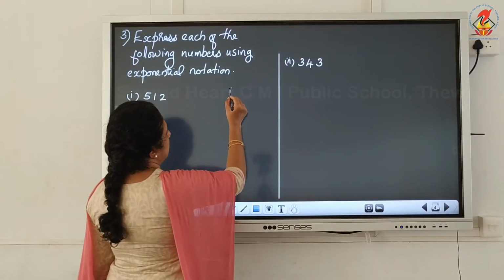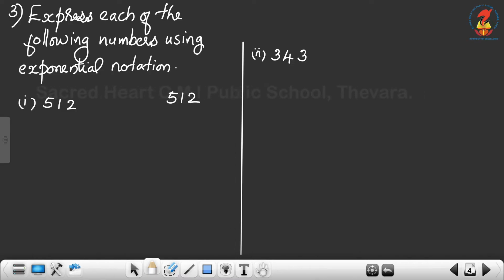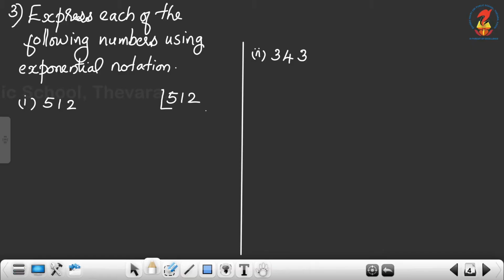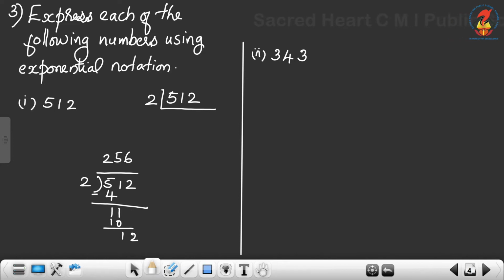Now 512. 512 is an even number. So we have to start the division with which prime number? We can start with the 2. Then 2. You have to write down the quotient here. If you are not getting the quotient directly, what you have to do? You have to do the division separately. So 512 divided by 2. 2 2s are 4. Then 1, 11. 2 5s are 10. Again 1, 2. 2 6s are 12. So you have to write it here 256.